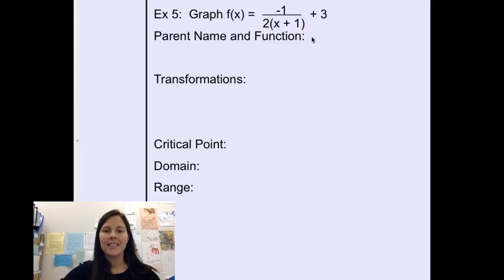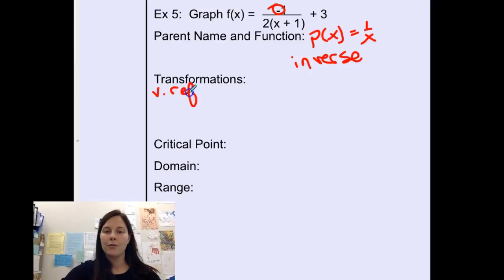Second example, this parent function, notice we have an x in the denominator. There is no power on it, so this is our regular inverse function, not the inverse square. Taking a look, we have a lot of transformations. First of all, I see that negative being multiplied. It is not grouped with the x, so this would be a vertical reflection.